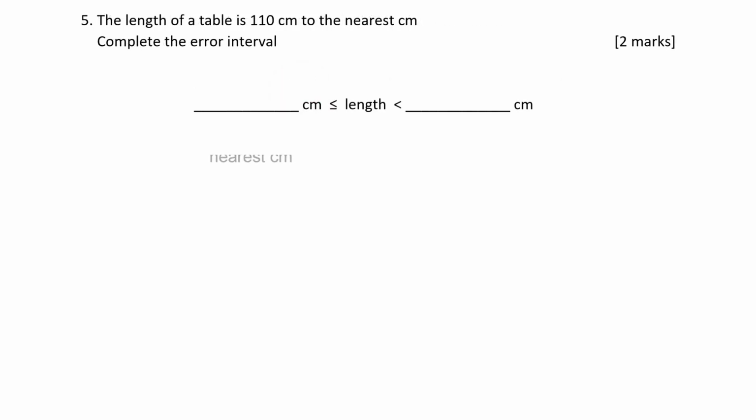Question 5. The length of a table is 110 centimeters to the nearest centimeter. Complete the error interval. Okay, so I tend to draw a line when I do these and I mark the number I've been given. Now this is to the nearest centimeter. So on my scale I'm going to go up 1 centimeter, so that would be 111, and down 1 centimeter, that would be 109.